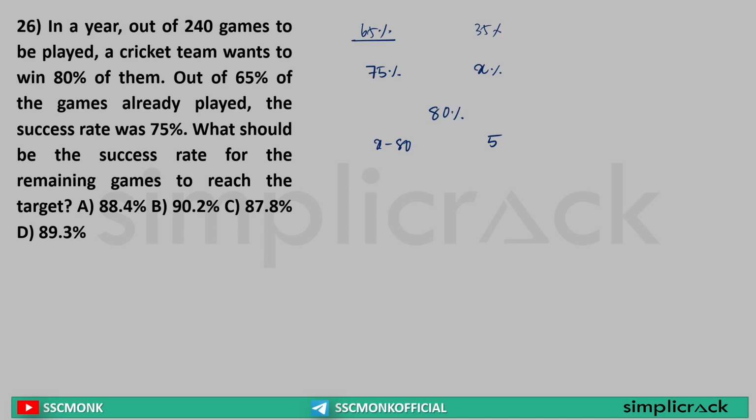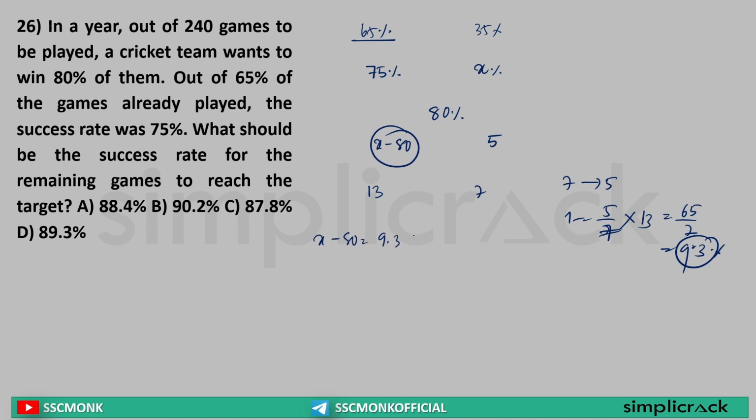If I solve this, this will be a 13:7 ratio divided by 5. So the 7 part is now 5. 1 part is equal to 5 by 7, but I need to find out the 13 part. So this can be written as 65 by 7. 7 9s are 63, 7 3s are 21, so approximately 9.3% is the answer. So x minus 80 is equal to 9.3%. So the value of x is equal to 80 plus 9.3%, which is 89.3%. That is option D.